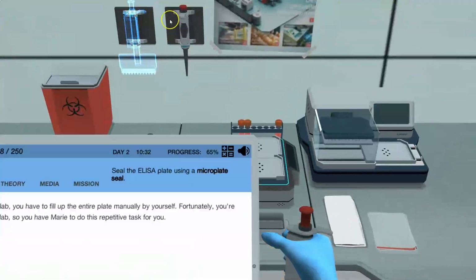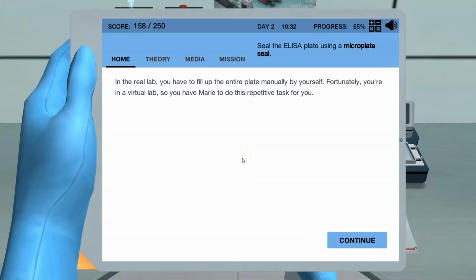Seal the ELISA plate. In the real lab, you have to fill up the entire plate manually by yourself. Fortunately, you're in a virtual lab, so you have Marie to do this repetitive task for you.